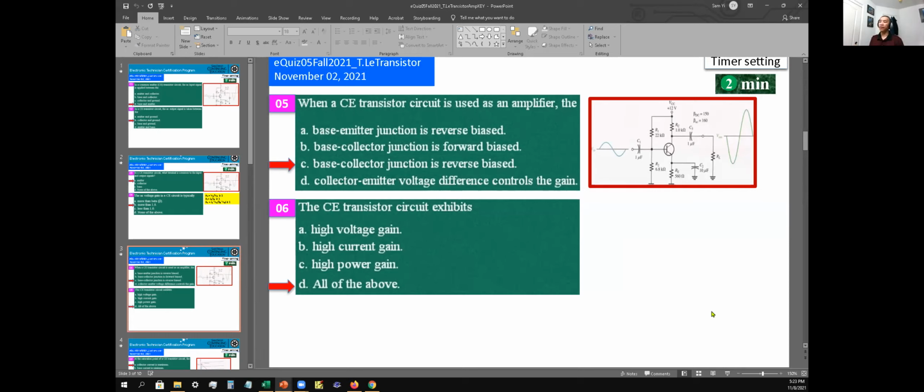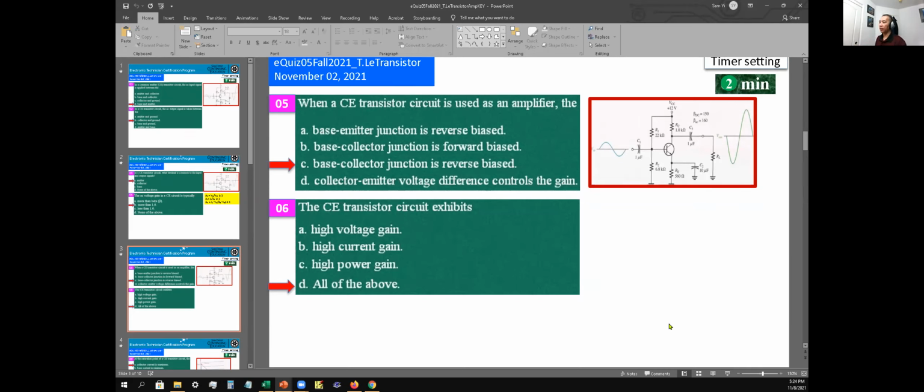Okay, when a CE transistor circuit is used as an amplifier, for number 5, the answer is C, the base-collector junction is reverse biased. Right here, they want common emitter, so common emitter is connected here. From here to here would be forward bias, but from the base to the collector, it should be in reverse bias. So the answer is C on that one.